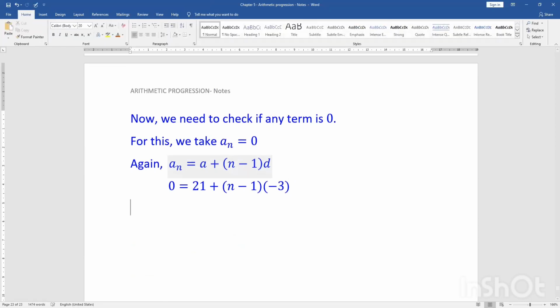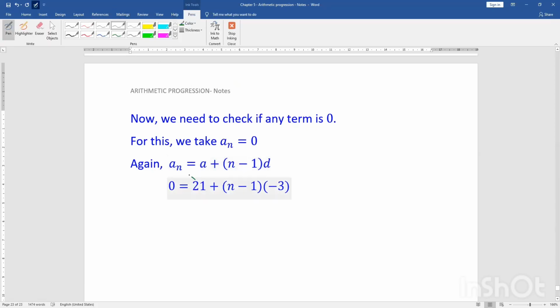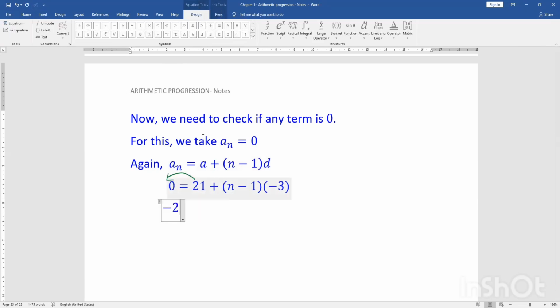Then after this, we are going to shift this 21 to the LHS. Okay, let us shift this. Shifting means transpose. So I'm going to write it as minus 21 equals n minus 1 into minus 3.